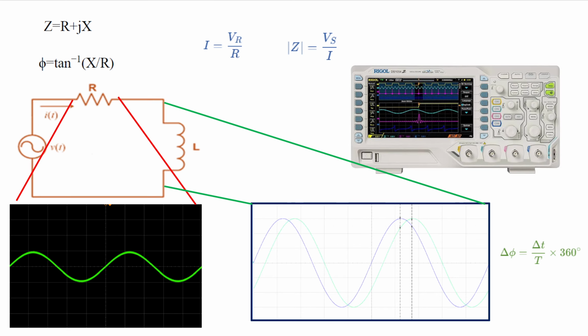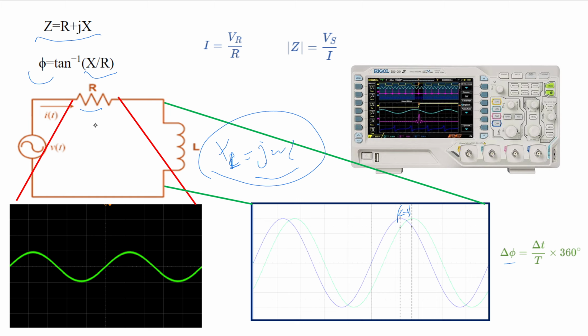Now, the same goes for the RL circuit. It's not different. The only difference is that now X of L is J omega L. That's the only difference. The rest goes the same. You calculate the time here. You have the phase difference. You can calculate the amplitude of the Z based on the values of X of L and R. You can calculate the phase of the impedance based on the tangent inverse of the ratio of X and R.